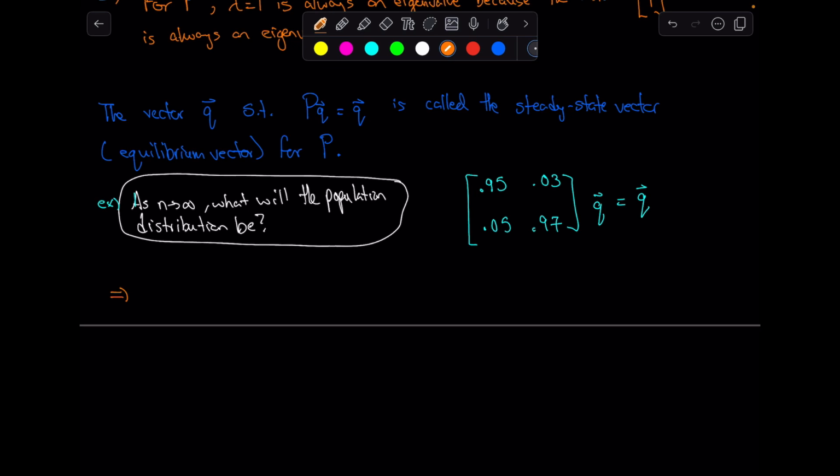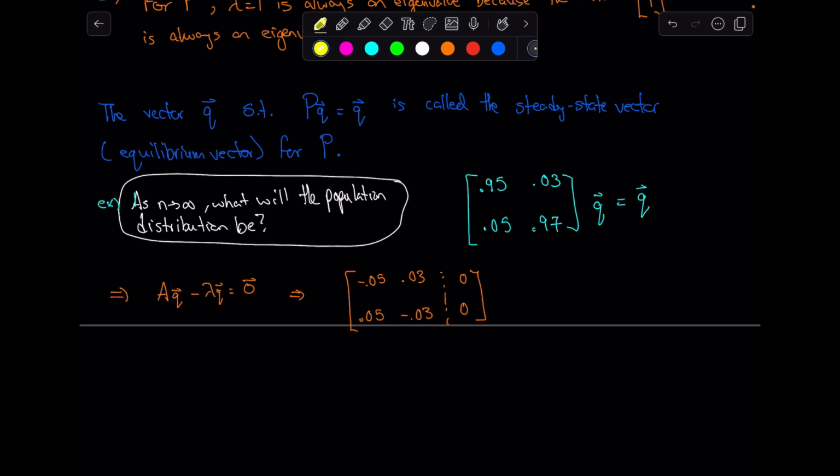And so we're going to set up, of course, that Aq minus lambda q is equal to 0. Because our lambda here is just 1, we're going to get the setup where we have negative 0.05, a positive 0.03, a 0.05, and then a negative 0.03 right here, and then 0, 0. So at this point, what do we get? We're going to try and row reduce this.